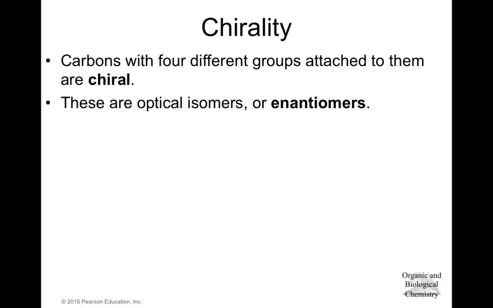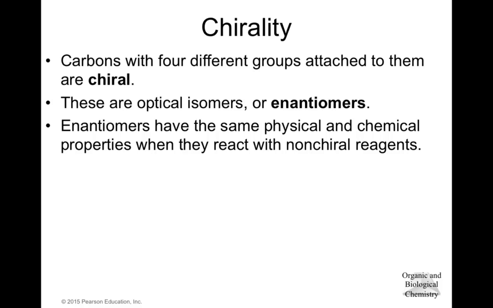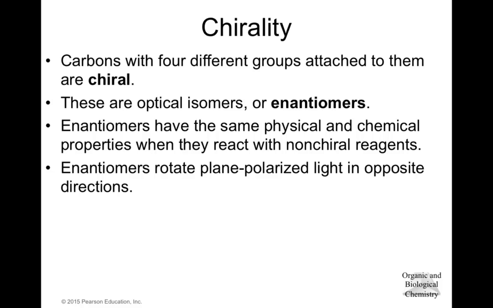This type of compounds are optical isomers or enantiomers. So we have enantiomers that are optical isomers, due to the presence of a carbon with 4 different groups attached. The enantiomers have the same physical and chemical properties when they react with non-chiral agents. So you can't see a difference between both of them, because they have the same physical and chemical properties, even though they are isomers.